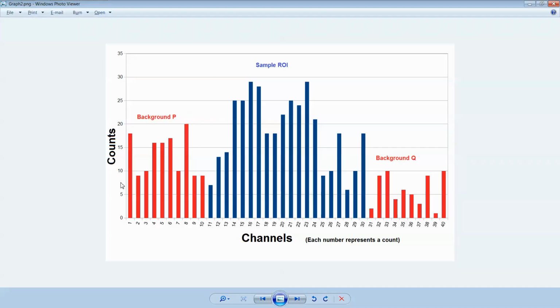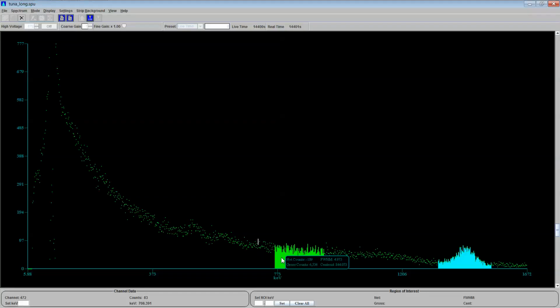And then I created a background here, which I'll call background P, and a background over here, which I call background Q. I gave them those letters because P and Q are easy to remember, and they should be lowercase, but I made them uppercase. Oh well. But basically, P would be right here, and Q would be right there. You get the idea, basically adjacent to the ROI.